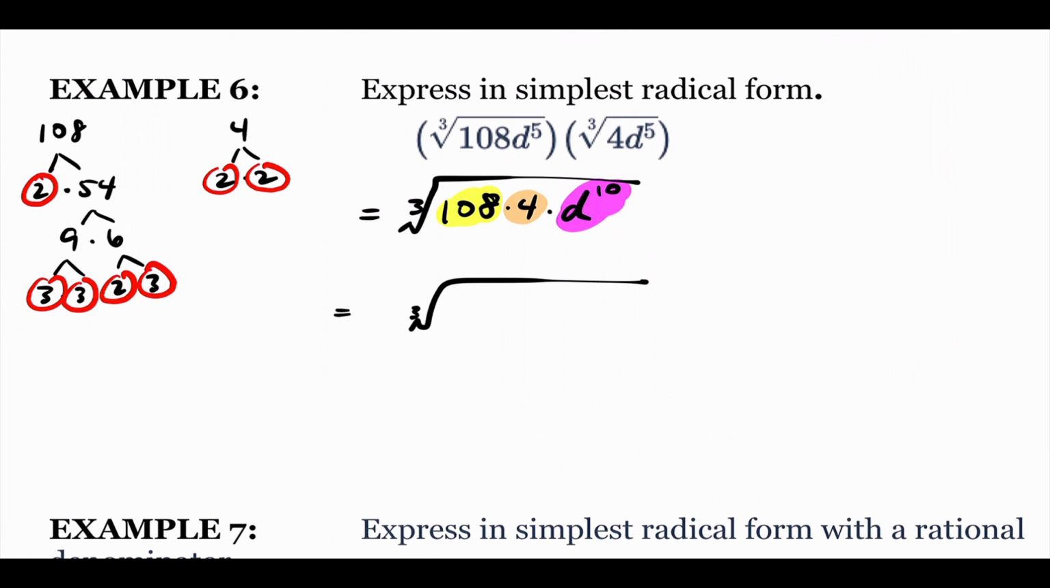So 8, all together, I'm going to have 3 2s and 4, no, sorry, 3 3s. And 1, 2, 4 2s. And D to the 10th. Instead of writing 3 times 3 times 3 times 3, you can write 3 to the 4th. Oh, wait, how many 3s do I have? Yeah, I have too many 3s.